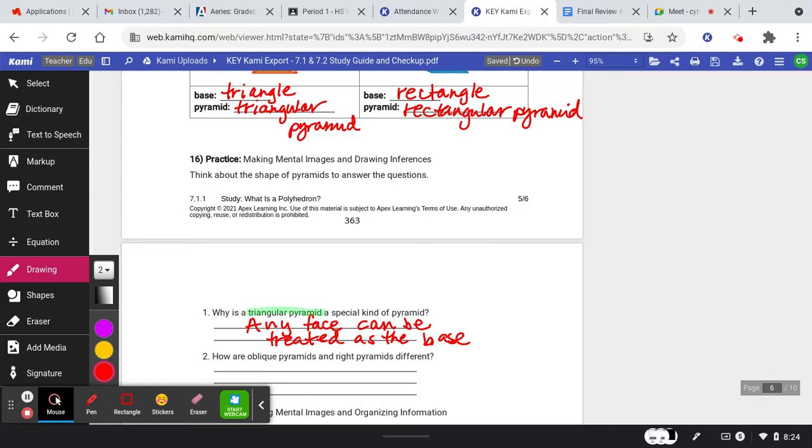How are oblique pyramids and right pyramids different? Again, oblique pyramids are slanted. And right pyramids, the vertex is centered over the base.